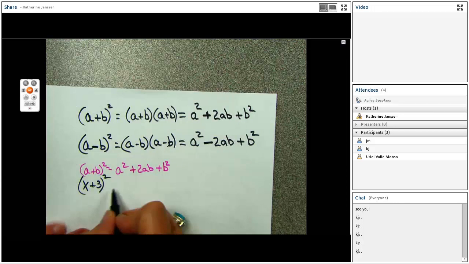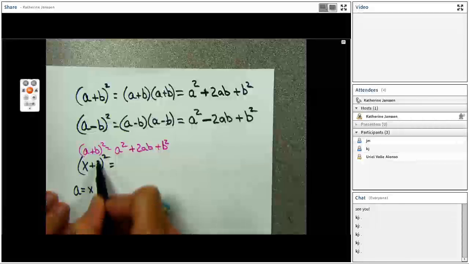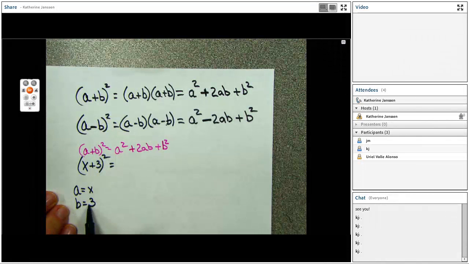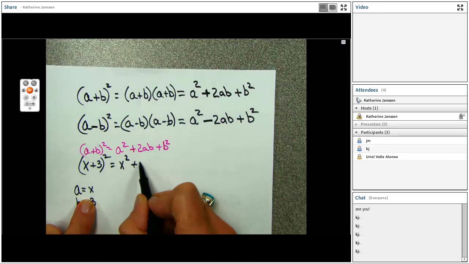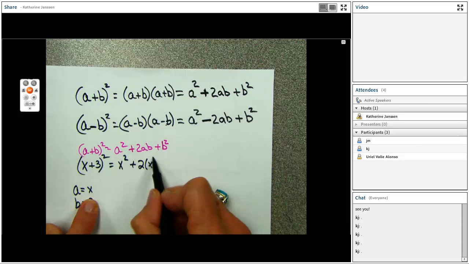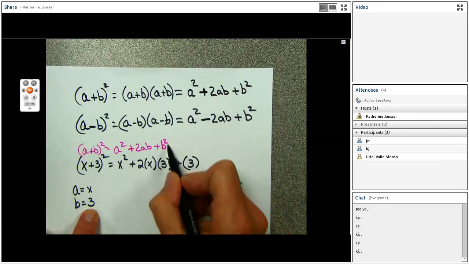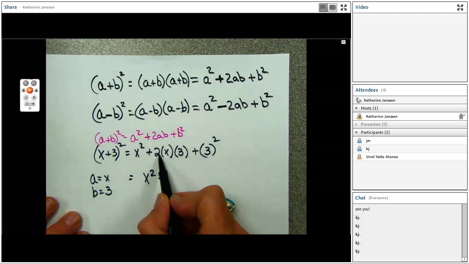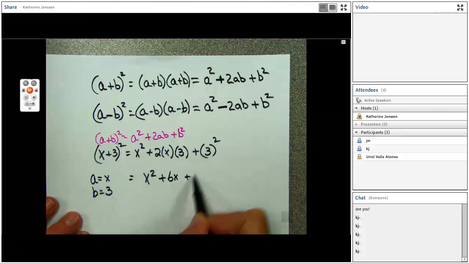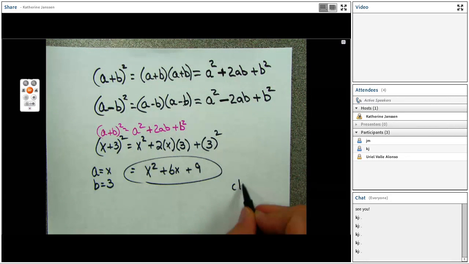So we don't have to worry too much about the sign. So let's see what happens. In this particular case, a's position is equal to x and b's position is equal to 3. Substituting into the result, I'm going to have x, but I need to square it, plus 2 times a's value, in this case x, b is 3, and b, but I need to square it. X squared plus 2 times 3 is 6x plus 3 squared is 9. You can check with FOIL if you want.